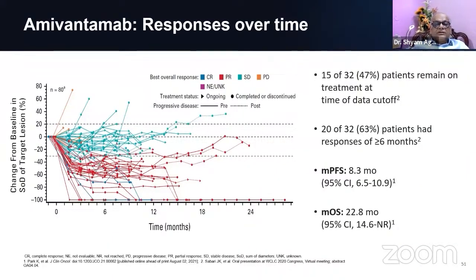So this is to show you that the patients who responded, these spider plots are really staying low for months together, as you can see, 18 months and going even up to 2 years. So 47% of the patients remain on treatment at the time of data cutoff, which is quite good. 63% patients had responses of more than 6 months, and the median PFS was 8.3 months, and the overall survival was 22.8 months. So this is in the second, third, fourth line. Next.